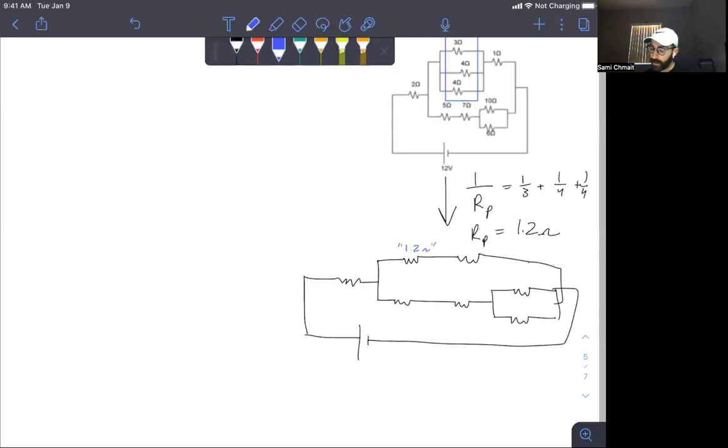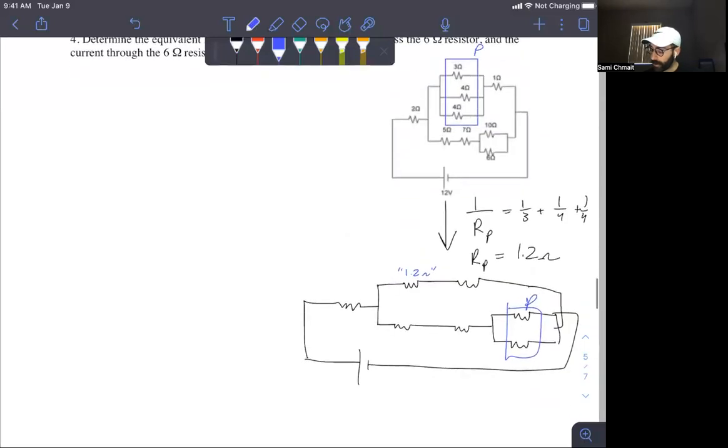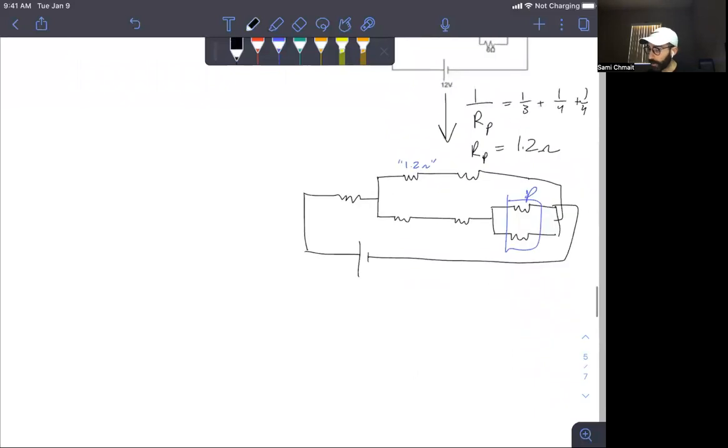Okay, so the next thing that is calling to me is another one in parallel. That's this guy. I want to get this guy in parallel because then I can do a bunch of combinations in series. So again, parallel, we solve the same way. We're going to say 1 over RP is equal to 1 over 10 plus 1 over 6. All right, and then RP is equal to 3.75 ohms.